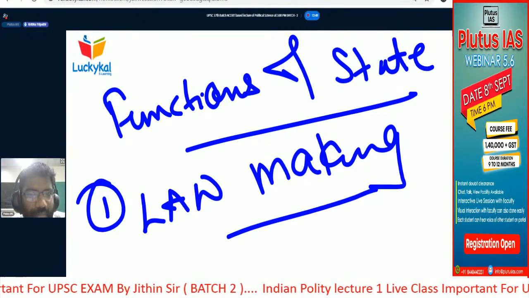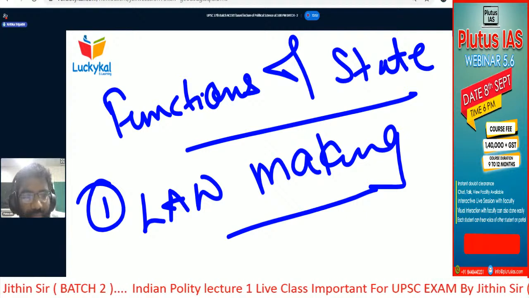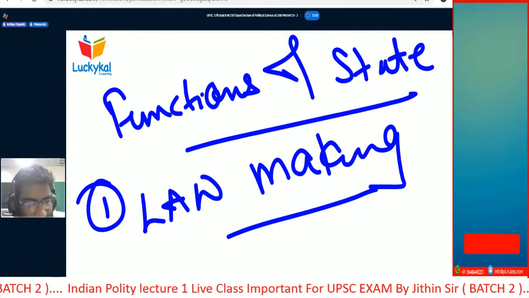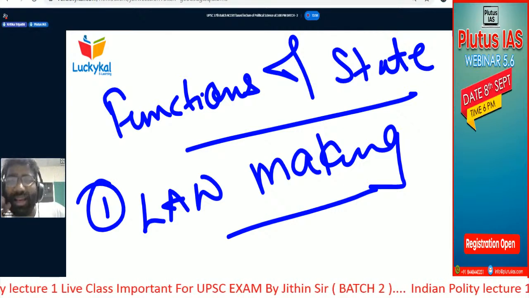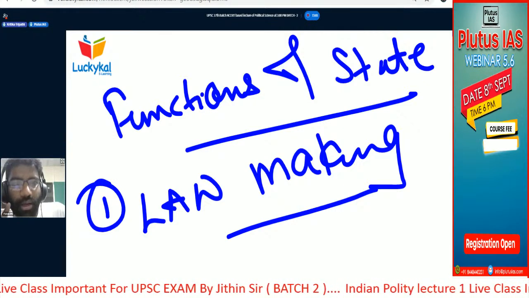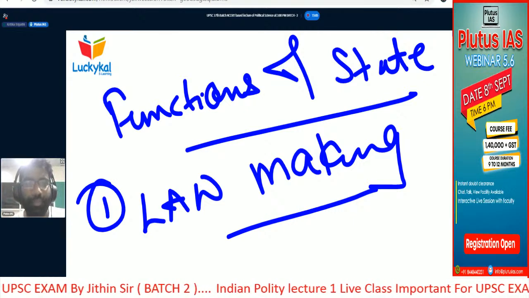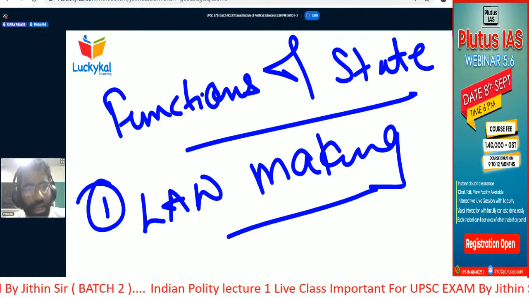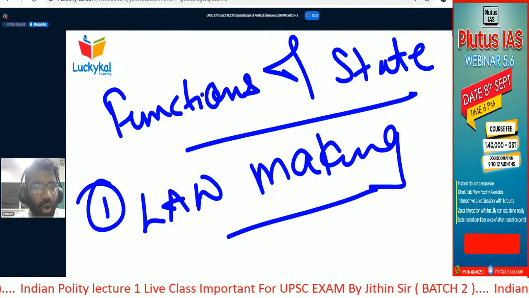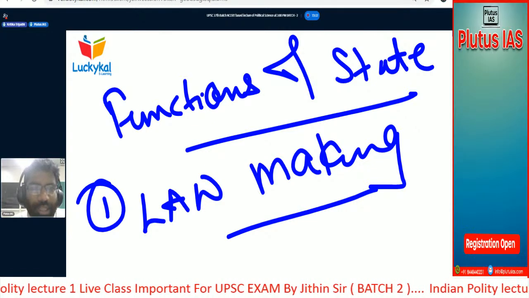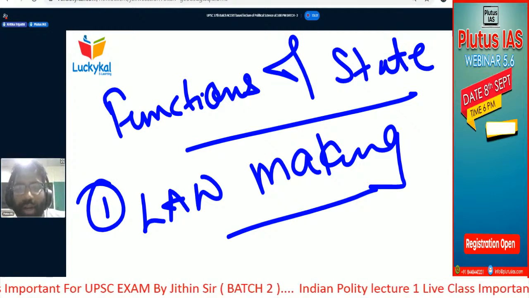So the parliament sets rules which are to be followed by the citizens of India. So these rules are decided by parliament and then passed. Law making means making laws. You are making a law. There is no other meaning. Who makes the law in our country?